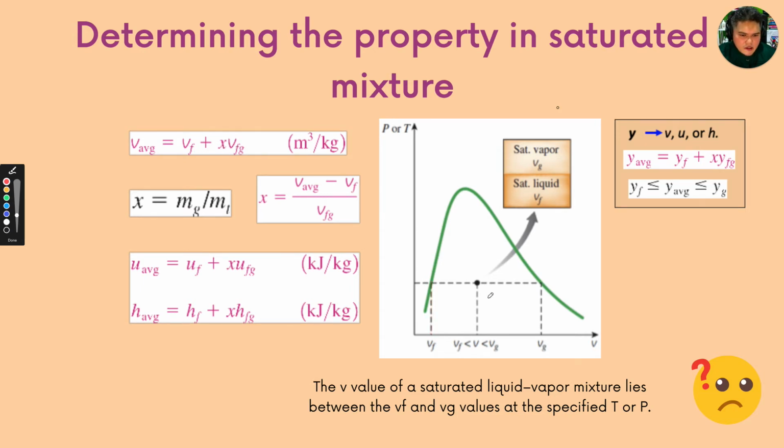VFG. So what is VFG? VFG is actually the change of volume from this point to this point. This is VFG, right? Now, how about X? X is somewhere around here. As I said, this is the point where X equals 0, and this is the point where X equals 1. So for example, X is somewhere around here.